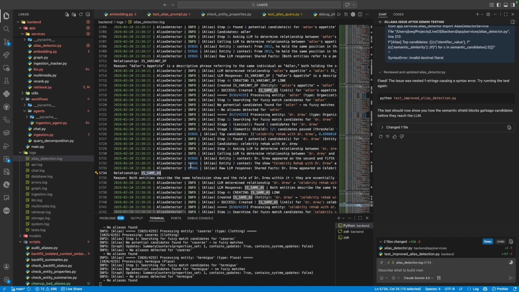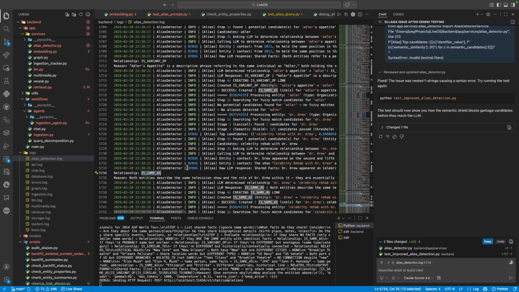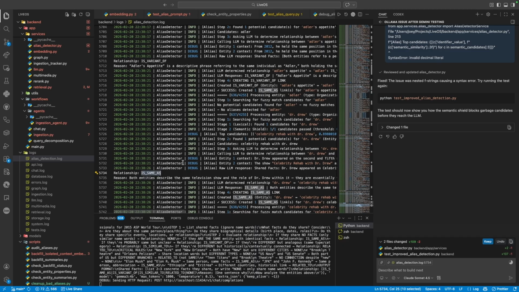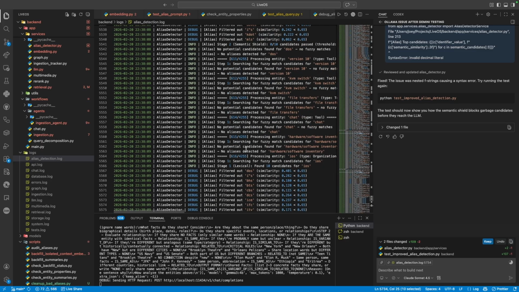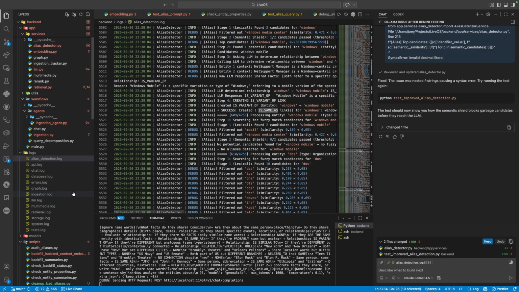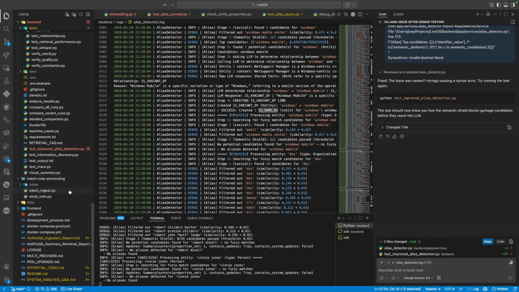But yeah, I think I'll just let this finish and then I'll run the final test to see the results I get, before I actually start refining this. Okay, so that's the current update.